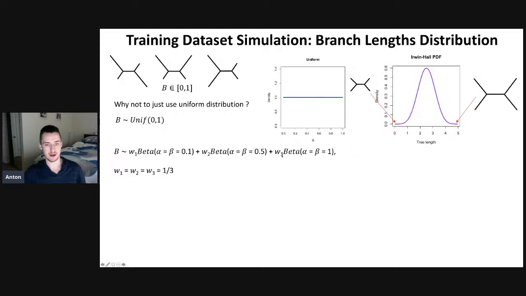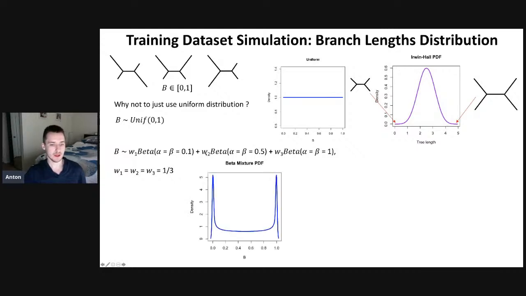And here, like our uniform component, and two other components. Basically, these two other components are drawing branches, either very, very small or very, very large branches. And here's how it looks. Kind of ugly, looks like a saddle, a weird-looking distribution, which is not great because we want somewhat uniform sampling of branch lengths.